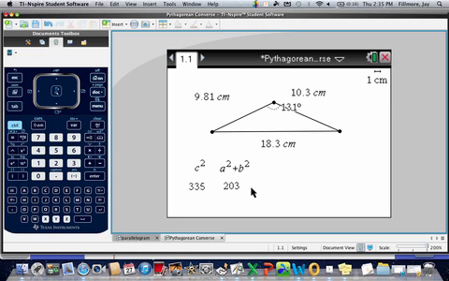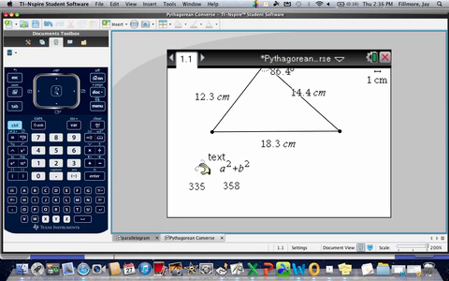What do you think would happen if I made it an acute triangle? C squared is now less than a squared plus b squared. So the relationship between c squared and a squared plus b squared can tell if it's a right triangle when they're equal, if it's obtuse when c squared is greater than, or if it's acute when c squared is less than. And that's the focus of today's lesson.